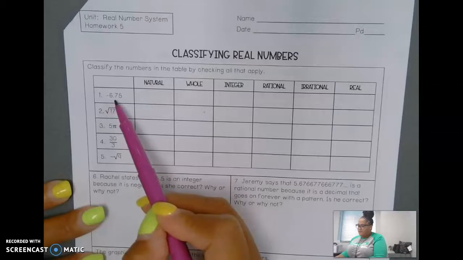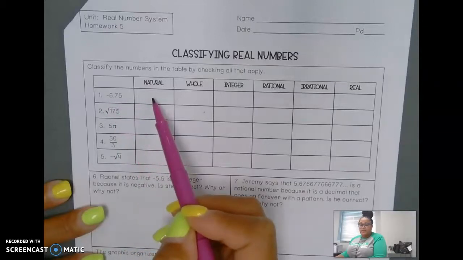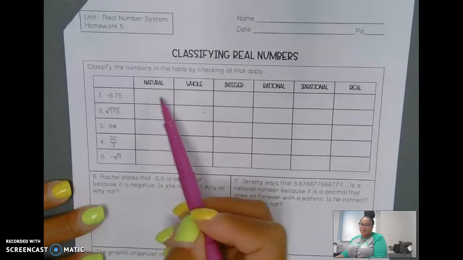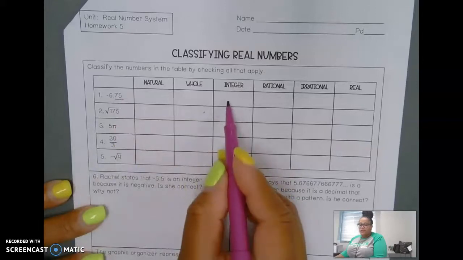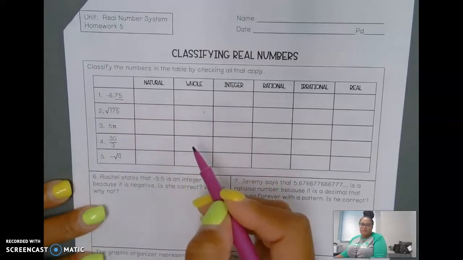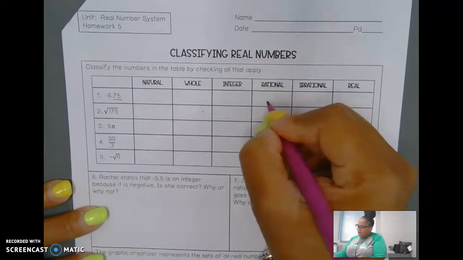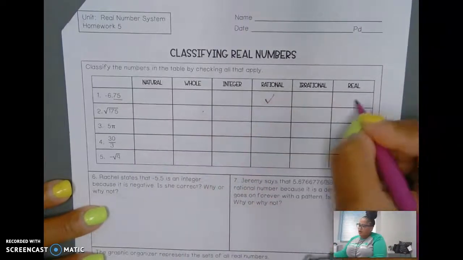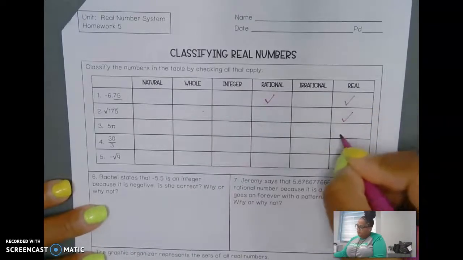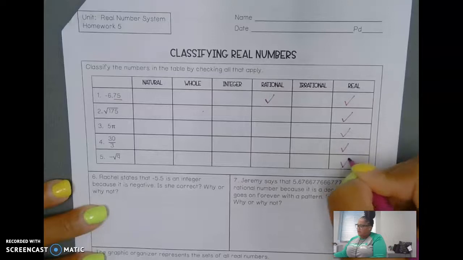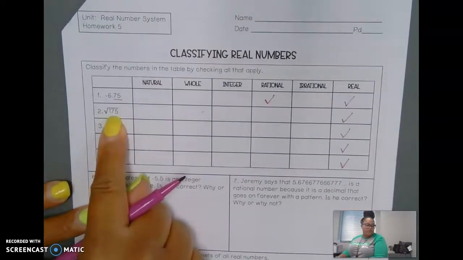So I have -6 3/4. This is not a natural number because it's not a number that we normally or naturally count with. This is not a whole number because it has a decimal value. It's not an integer because it's not the opposite of a whole number. It will start off being a rational number. And all of these are real, so I'm going to go ahead and check off real for all of them because that applies to all of them.